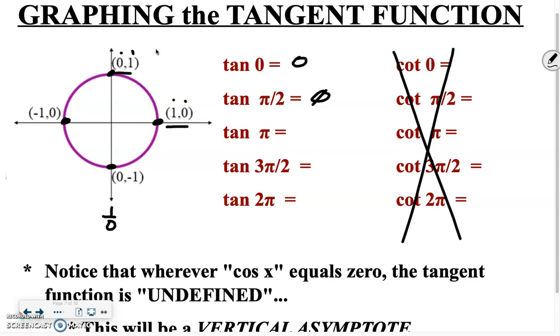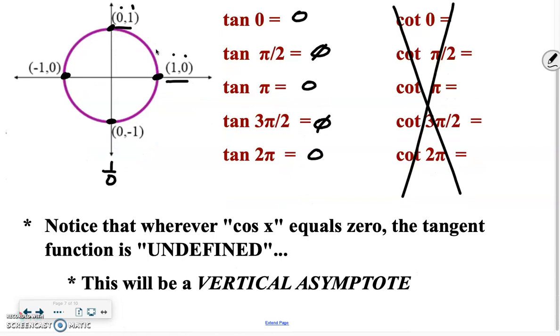So if we were to test tangent of pi, we get 0. Tangent of 3 pi over 2, we again get undefined. Tangent of 2 pi, we're back to 0. So graphically, what happens when we're undefined? On a graph, what happens when you're undefined? What do we draw? We draw a vertical asymptote. So, yes, tangents are going to be a little bit different than the sines and the cosines, of course, because we have asymptotes. So, again, we have to stay away from those asymptotes.